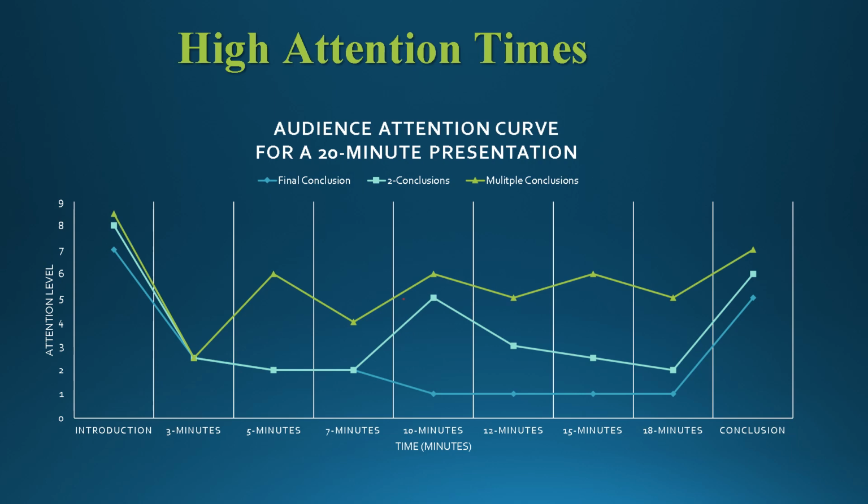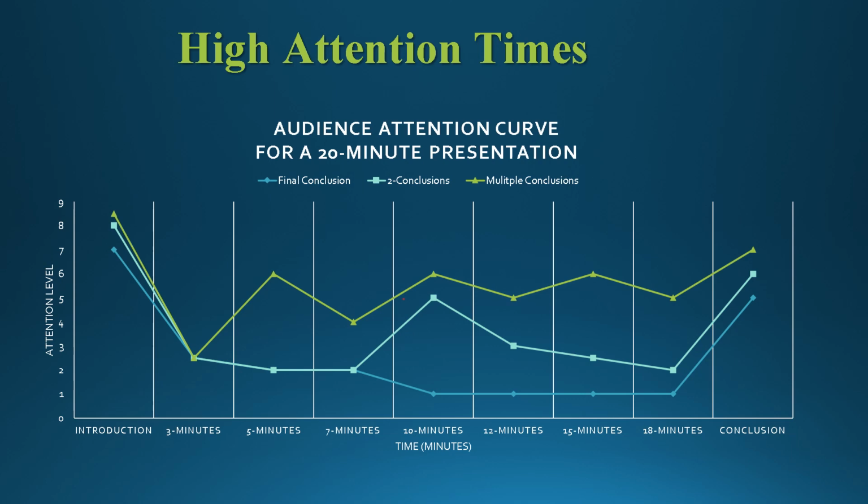It's called the audience attention curve for a 20-minute presentation. That's the title. And we have 3 figures that we're following. The darker blue figure is the final conclusions only. The light blue is 2 conclusions. And the green line represents the recommendation of this course: multiple conclusions at the beginning, intermediate points, and at the end.